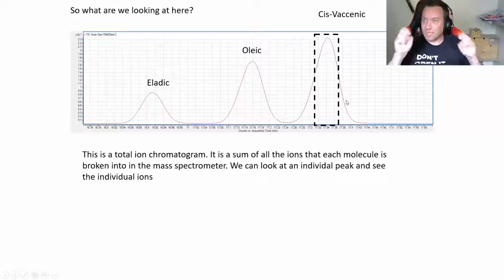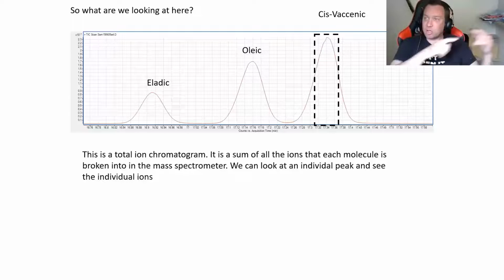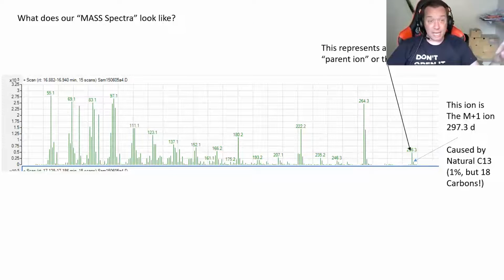So if we zoom in, can we look at the mass spectra and look at how much of each individual ion there is? And indeed we can, and this is the mass spectra for cis-vaccenic acid. And you can see these numbers here. This is like 55.1, 97.1. These are ions, and these are their molecular weight in Daltons. So this is a 55 Dalton ion. This is a 222 Dalton ion.